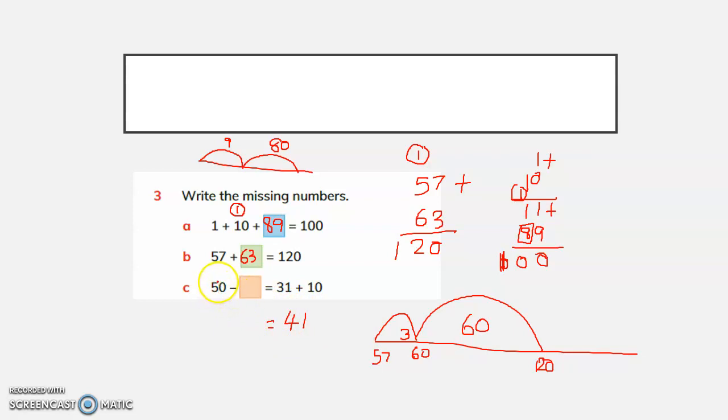So what we do is, we borrowed 10 here, right? 10 minus how much will give 1? 10 minus 9 will give 1. Then here it is 4. The answer that we need is 41. 50 minus 9 is 41. Okay. This is how we find the missing numbers.